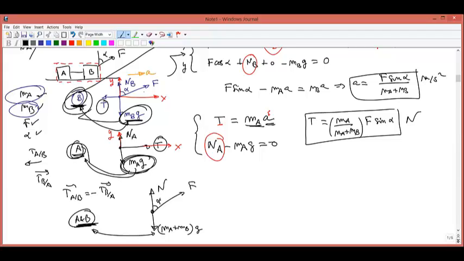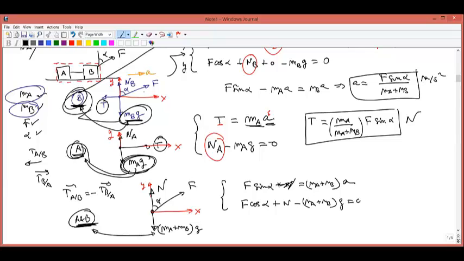Let's use the same trick. This goes towards the right, accelerated. Therefore, I pick X positive here, Y positive there. And hence, my two equations are F sine alpha plus N is equal to MA plus MB times A. And in the Y, F cosine alpha plus N minus MA plus MB times G is equal to 0. Okay?